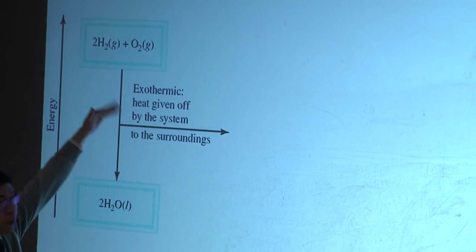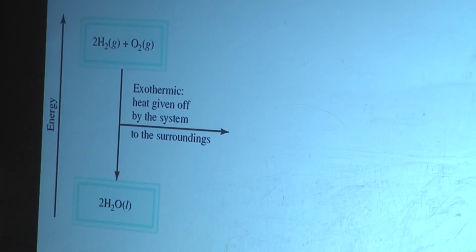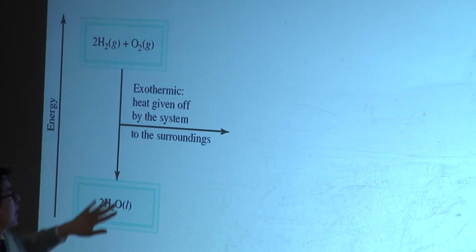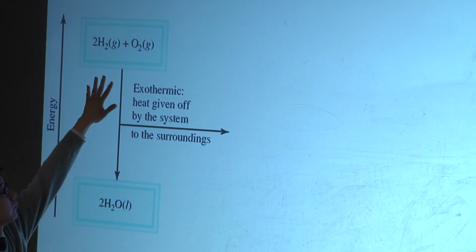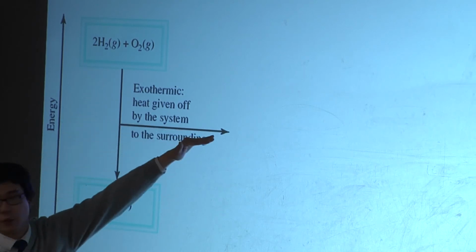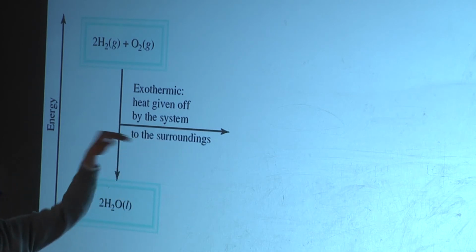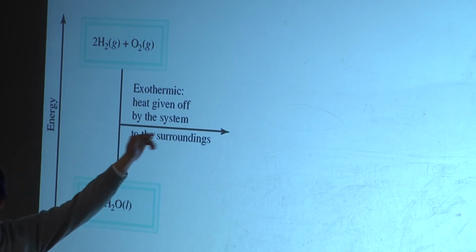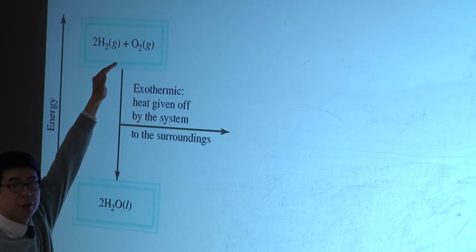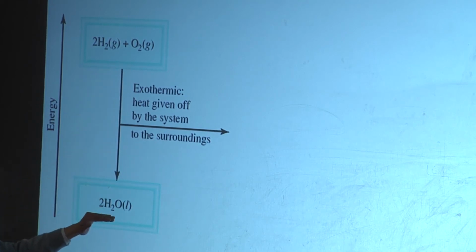So if it's giving off energy, what does that mean? That means the system, which is the hydrogen and oxygen, when it becomes water, is losing energy. The system is losing energy because the energy is going from the system into the surroundings. So the hydrogen and oxygen atoms are the system, and energy or heat is going into the surroundings. If it's going into the surroundings, it's being lost from the system, and so the system is going from a higher energy to a lower energy.